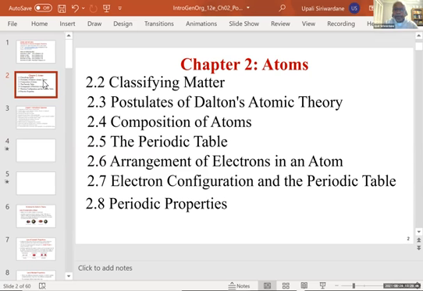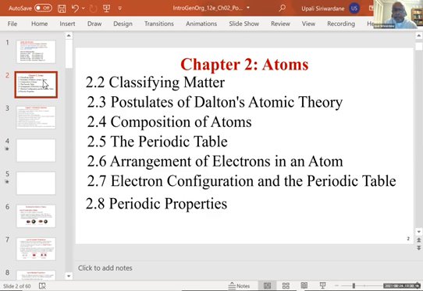In chapter 2, we're going to cover details of atoms. We got the idea that matter is made out of atoms and molecules. Molecules are more than one atom. When combined into a unit, it's called a molecule.